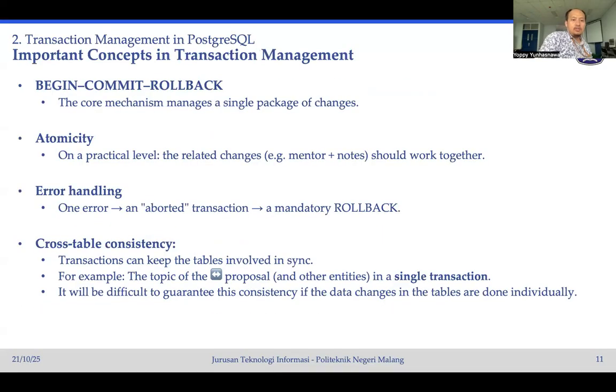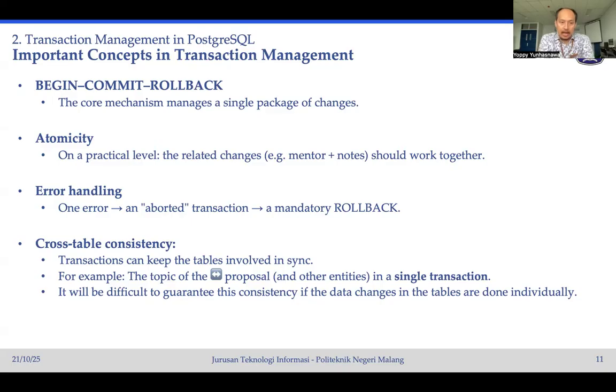Okay, so there are important concepts in transaction management. The first one is BEGIN, COMMIT, ROLLBACK. These are three important keywords in PostgreSQL that you need to remember. We start the transaction by calling BEGIN, and if all of the operations are successfully finished, then we call COMMIT. If we are unable to reach COMMIT, meaning something not good is happening, we can call ROLLBACK, and the changes will be undone.